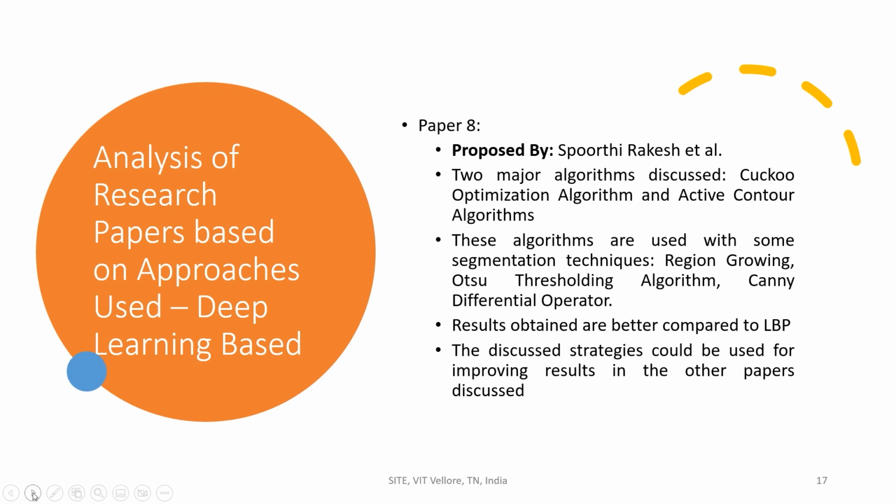Now, these algorithms were used with some other segmentation techniques, which are region growing, the Otsu thresholding algorithm, and the Canny differential operator. According to the Otsu thresholding algorithm, it involves iterating through all the possible threshold values and calculating a measure of spread for the pixel levels on each side of the threshold. And if I were to consider this algorithm, it's very important because using it with the active contour algorithm does give improved results as compared to the other algorithms.